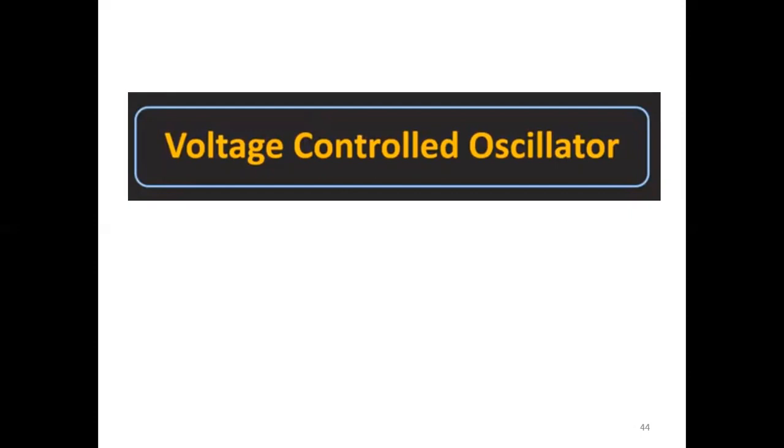In this chapter, we are going to study the voltage controlled oscillator, the types of internal circuit diagram of the voltage controlled oscillator, and then the applications that we are going to discuss in this chapter.